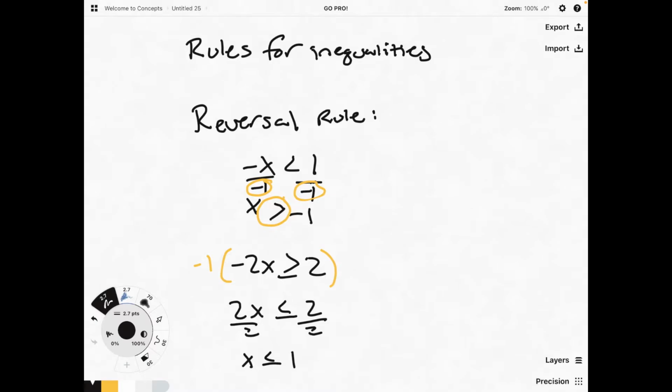Note that this only applies when multiplying and dividing with a negative number, not adding and subtracting. Outside of the reversal rule, you can almost treat the inequality as an equal sign and solve the equation. And that is exactly what I did here. I just treated this as an equal sign and went through the problem. But let's look at a few more examples so we can get a good grasp on this concept.